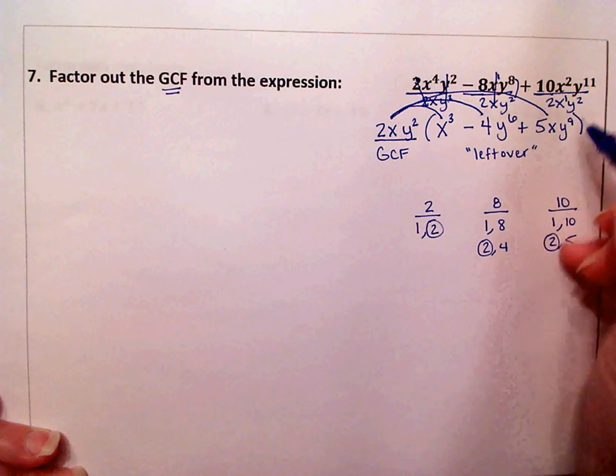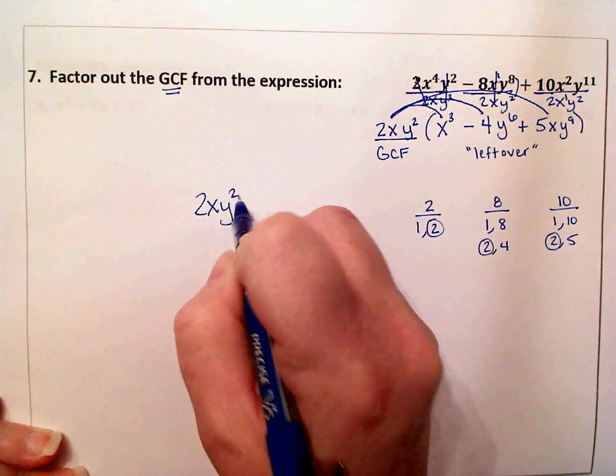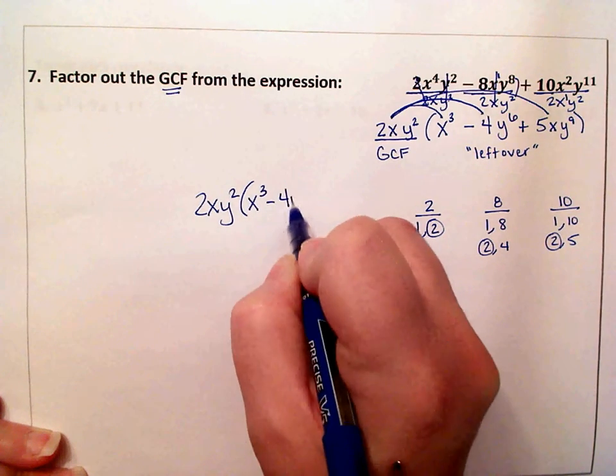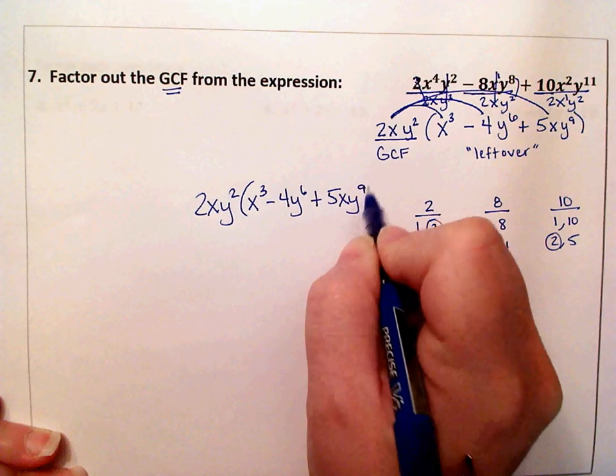So your factored answer would be the 2xy to the second times, in parentheses, x cubed minus 4y to the 6th plus 5xy to the 9th. This is your answer.